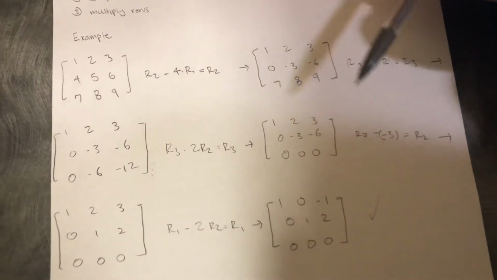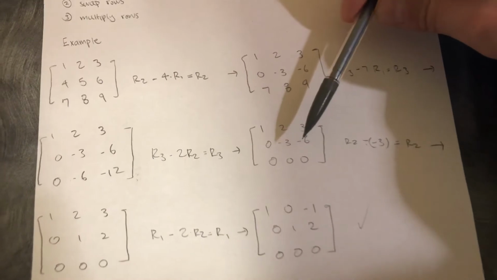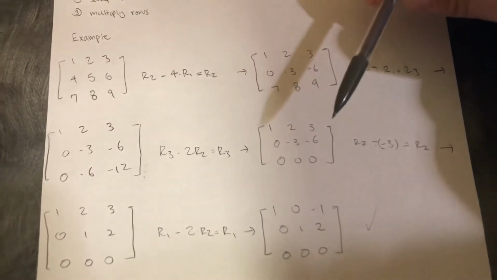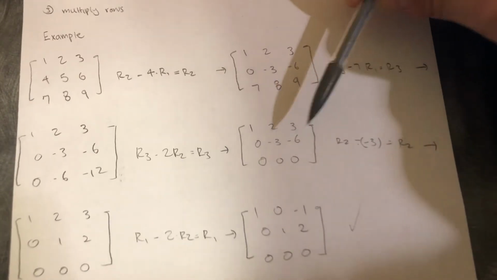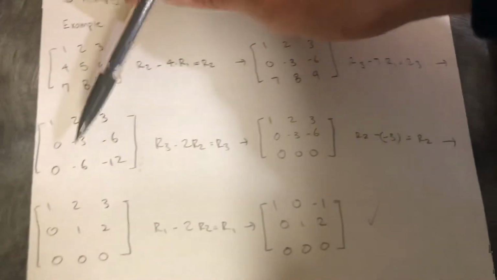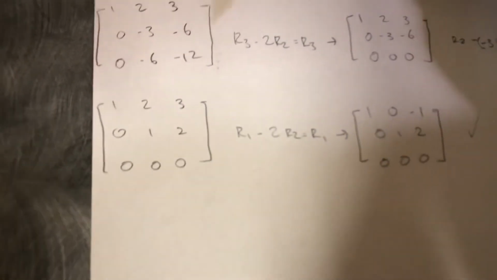And the next step, we also want to turn this -3 into a 1. In order to do that, you can just divide row 2 by -3 to get 1, 2, 3, 0, 1, 2, and all zeros at the bottom.